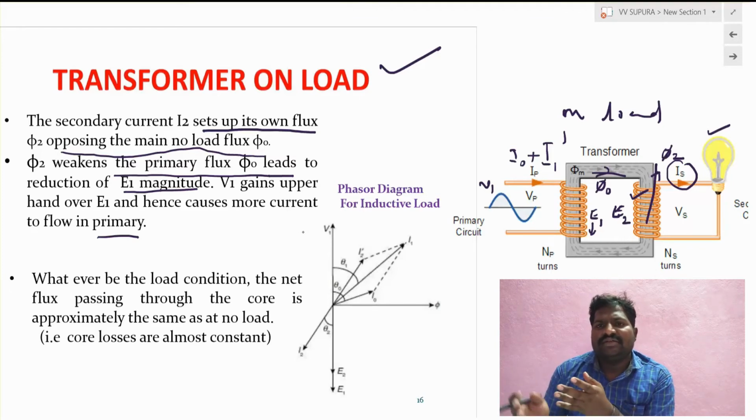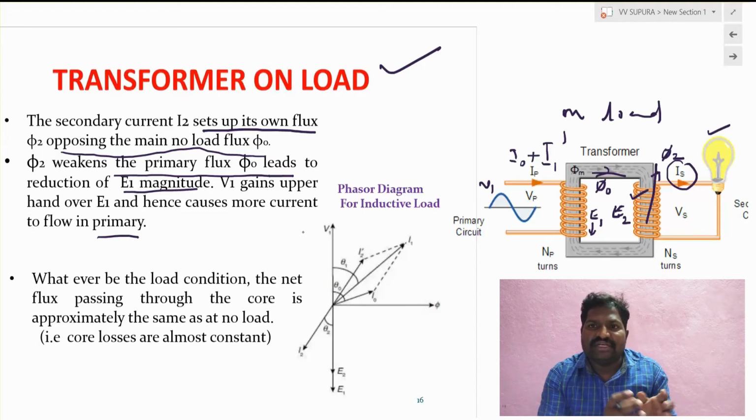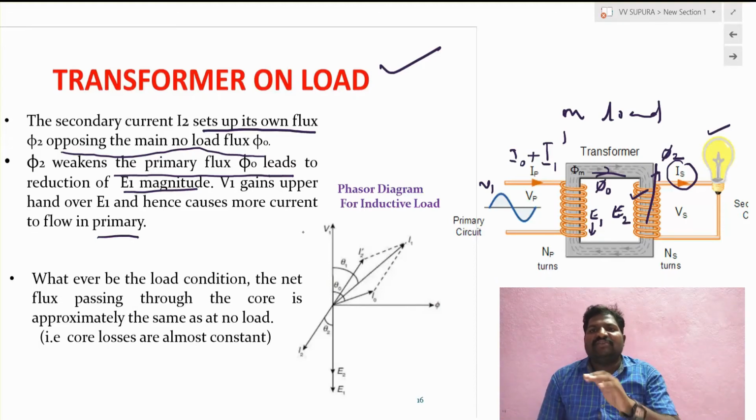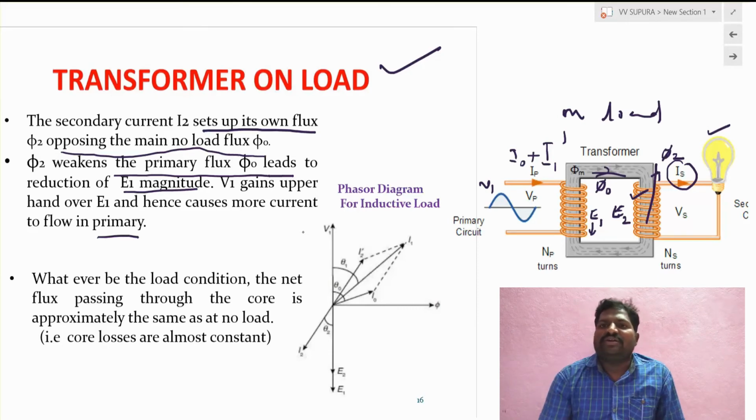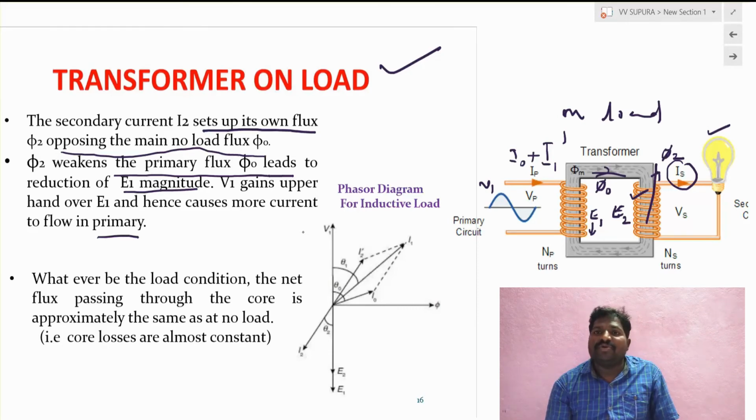If the load is connected, because of I2, some opposite flux will be there, then the main flux in the core will be reduced. If the flux is reduced, automatically primary side EMF is reduced so that it will draw more current from the primary to compensate that reduction of the flux to maintain the flux constant in the core. That is the best operation of the transformer when the load is connected.